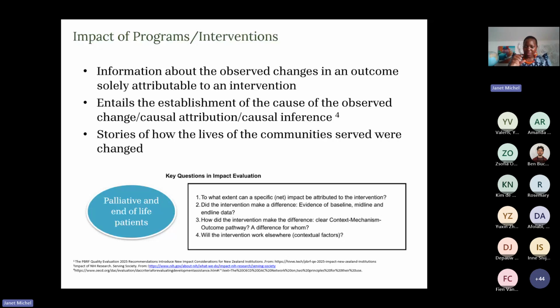For whom, right? We want to have a clear context, mechanism, and outcome pathway. What was the situation before the intervention, and now show us the situation now. And also, we really want to know if it made a difference for everyone because of equity. It might make a difference for only one segment of the population. So that also has to be captured.